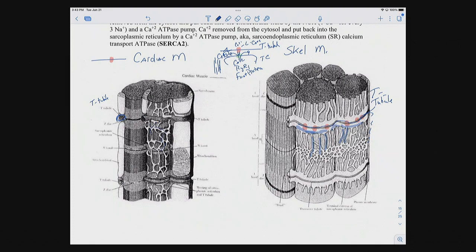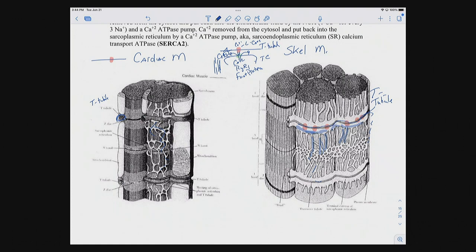So right off the bat, you see there's a difference. You don't have these robust lateral sacs in the cardiac muscle like you do in the skeletal muscle. The skeletal muscle has a lot more to the sarcoplasmic reticulum compared to the cardiac muscle. In the cardiac muscle, the sarcoplasmic reticulum is rather exiguous relative to the sarcoplasmic reticulum in the skeletal muscle. Very scanty, very skinny, but again, it's enough to do the job. So that's one thing you're going to want to note.